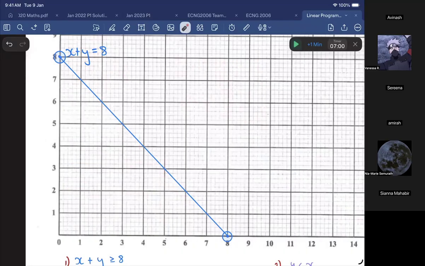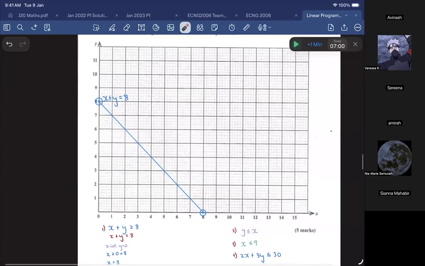So Ria, if you take a point that is not on the line, it wouldn't be equal to 8. No, it wouldn't be equal to 8, right? So here's what I'm saying, guys. On the line itself, it's equal to 8. But if it's not on the line, it's either going to be more than 8 or less than 8.